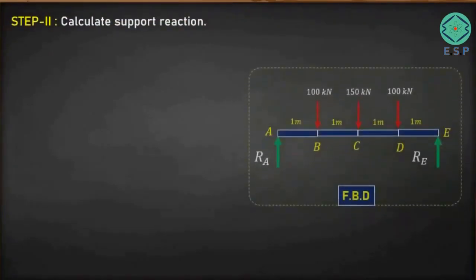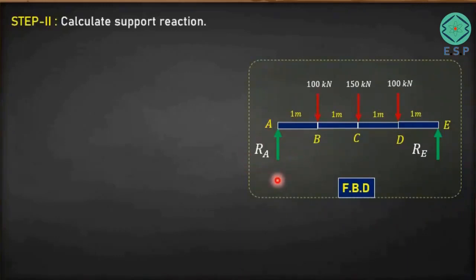The second step to draw the shear force diagram is to calculate the support reactions. We have the free body diagram of the beam, and there are two support reactions, RA and RE. We have to find the values of RA and RE. That is called calculating the support reactions.